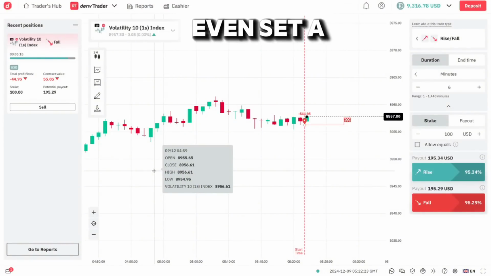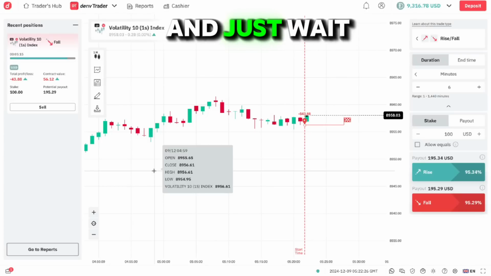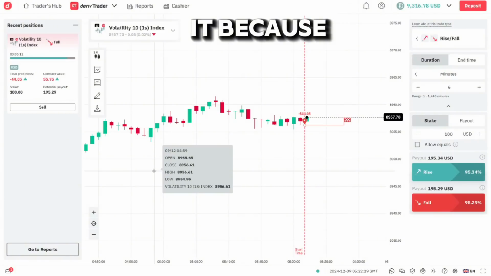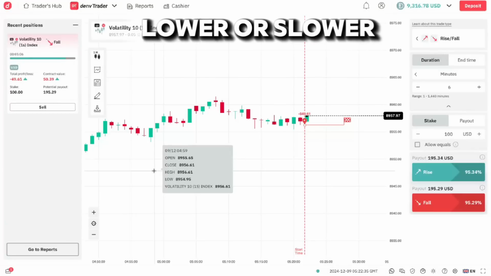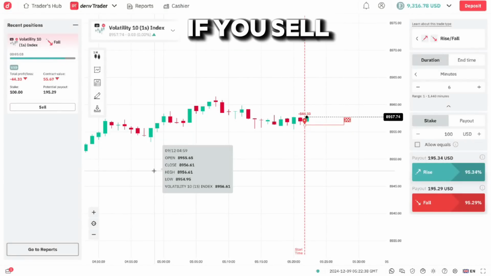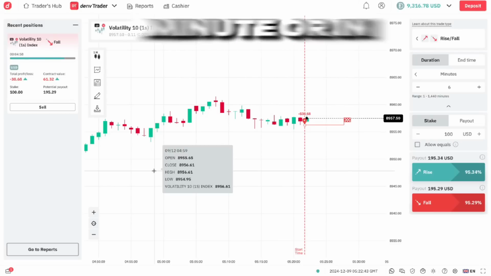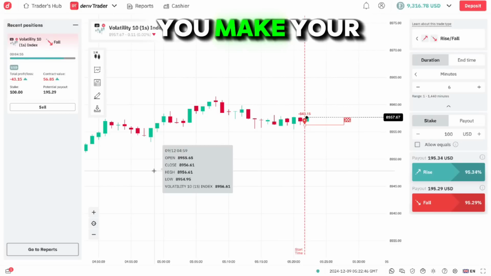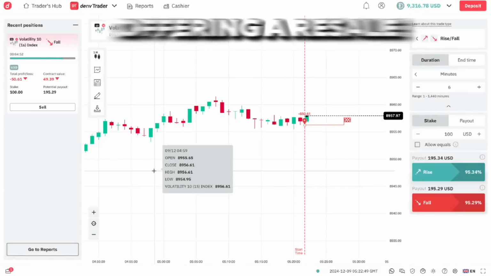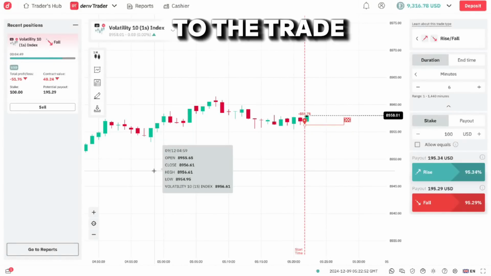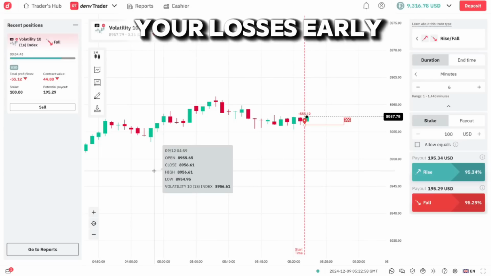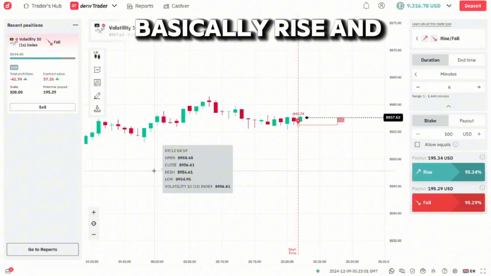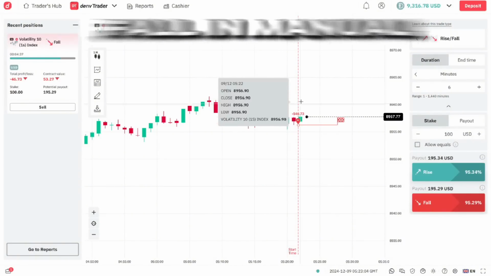That's why you see people can even set a 24-hour trade and just wait till it hits a profit, you go with it. But the problem with a 24-hour trade is the profit will be coming in slower as compared to if you set it for 5 minutes, or 2 minutes, or a minute. So in a minute or in 30 seconds, you lose your money faster, you make your money faster. So if you're offering a resale value to the trade, you can take your profits early or cut your losses early. So that is basically rise and fall in manual trading.